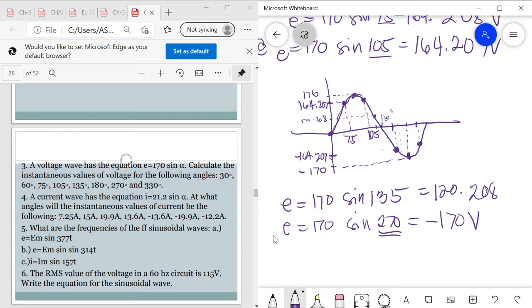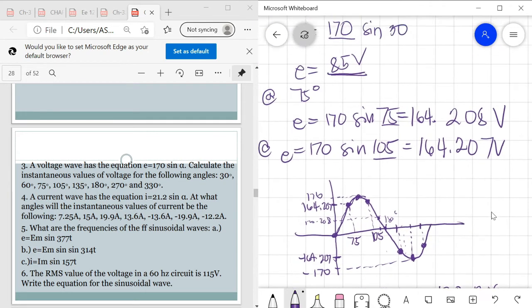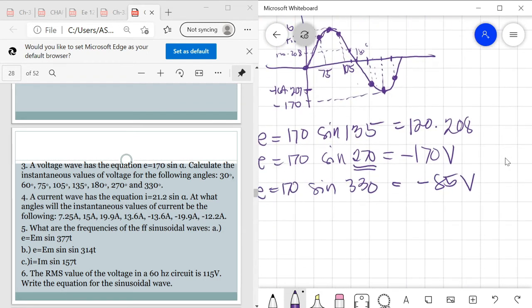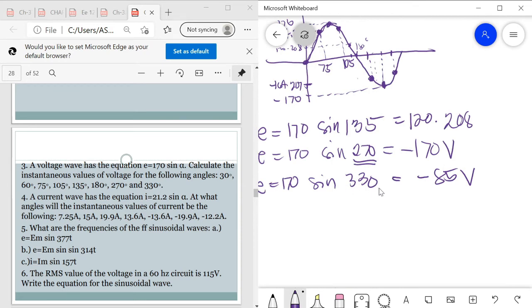Next is 330 degrees. E is equal to 170 sine 330. So that is equal to negative 85 volts. So may negative 85 tayo kanina. Ito. At positive half cycle, 30 degrees siya. Makukuha mo yung 85. At negative half cycle, you will have an angle of 330 degrees for you to get the negative value of 85 volts.